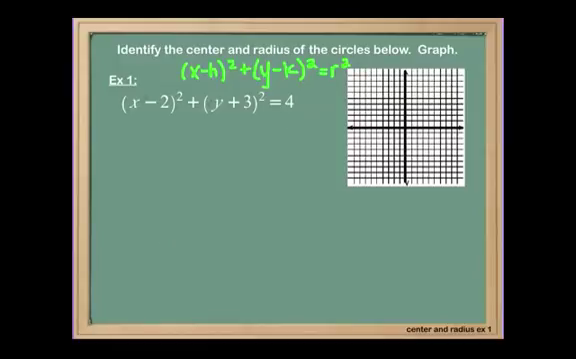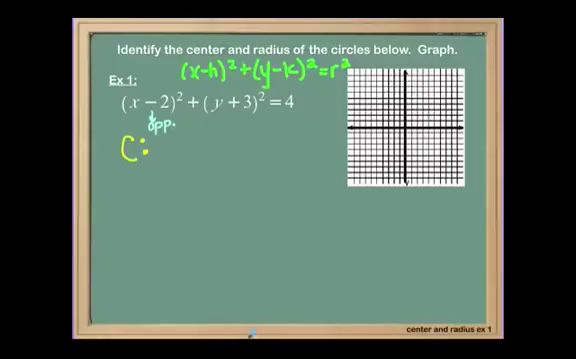If we take a look at our first example, what we notice is that it is already written in standard form. It looks pretty familiar to the equation that we just wrote down. The first thing that we want to be able to identify is our center. We recall our center is always of the form (h, k). What that means is we're going to take the value that is inside parentheses and take the opposite in order to identify our x coordinate.